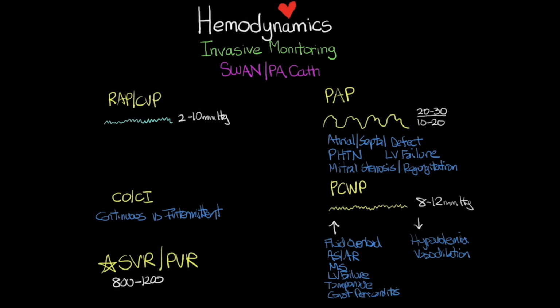But this just about covers all the information that you will get from the SWAN and PA cath, and this concludes this lesson covering the different forms of invasive monitoring. For our next lesson, we're going to look at how we optimize treatment in order to manipulate our patient's hemodynamics.